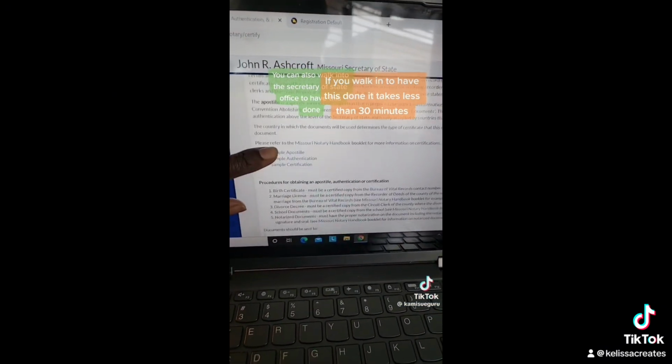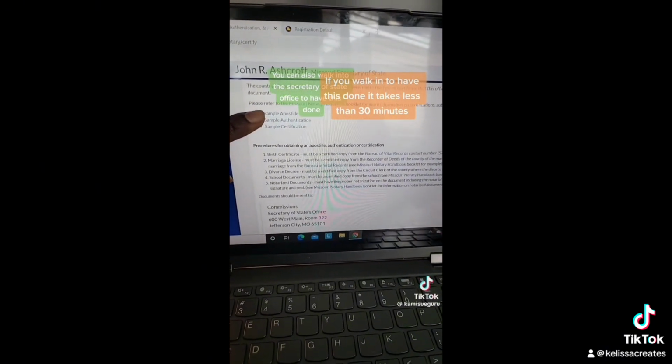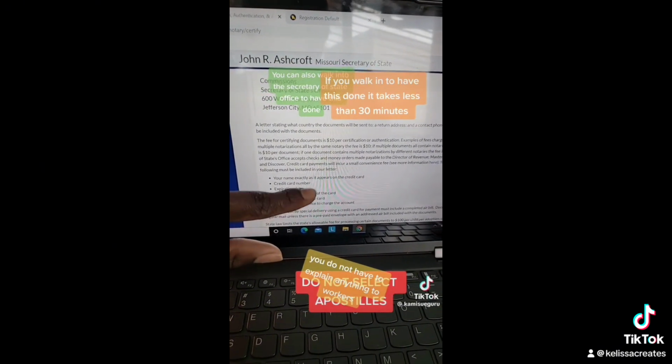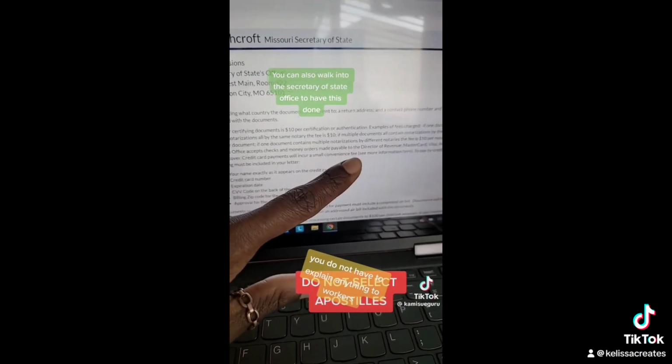Now what you'll see here is that the state of Missouri does not have an application. Therefore, you have to write a letter requesting to have your birth certificate authenticated. As you can see, they have all of the information that is required within the letter, as well as the amount that it will cost. Most states do require for you to send a self-addressed envelope already in addition to your birth certificate with the form of payment, okay? And some states do have an application. It just depends on where it is that you live or where it is that you were born.